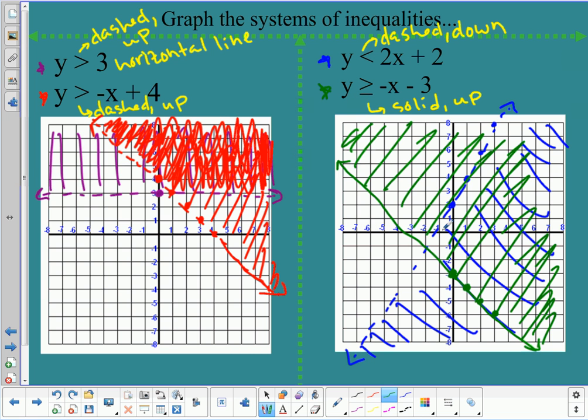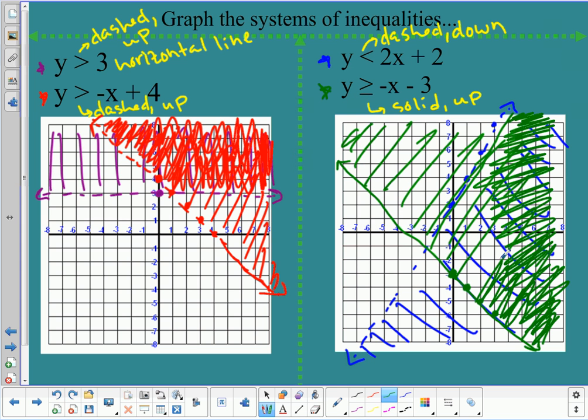All right, so my overlapping region is in here, and you can darken that in. It's kind of a big one. It's almost half the coordinate plane. So use those lines as boundary lines. Find your overlapping region. You know, that's my one boundary line, that's the other boundary line, and shade it all in.